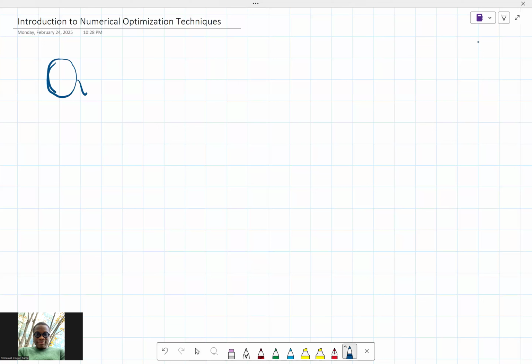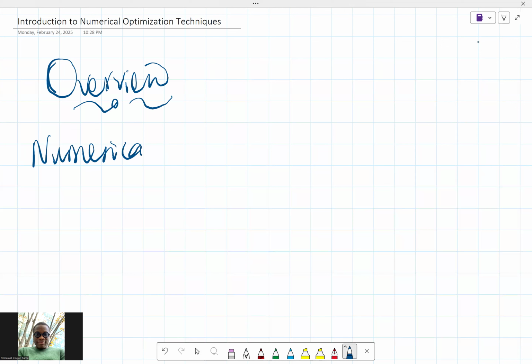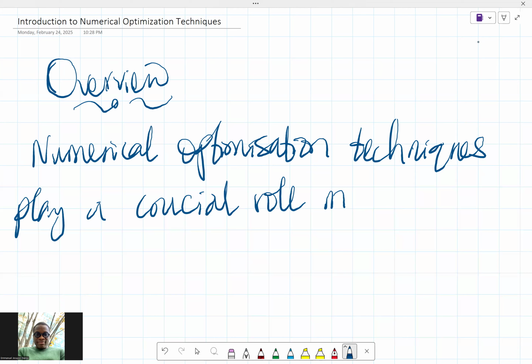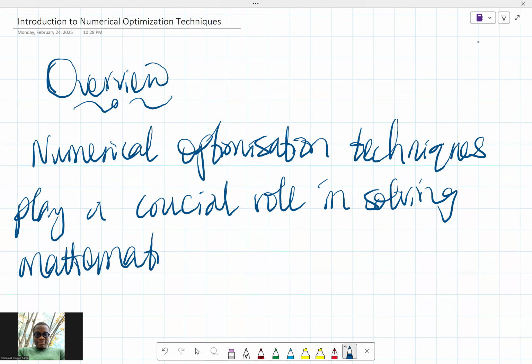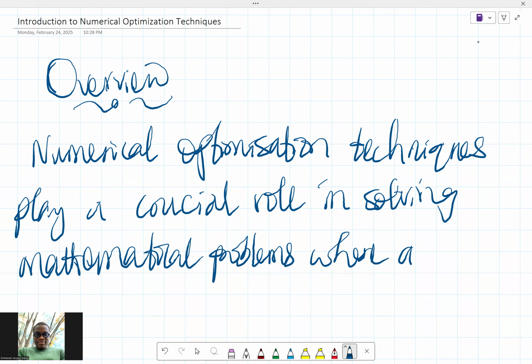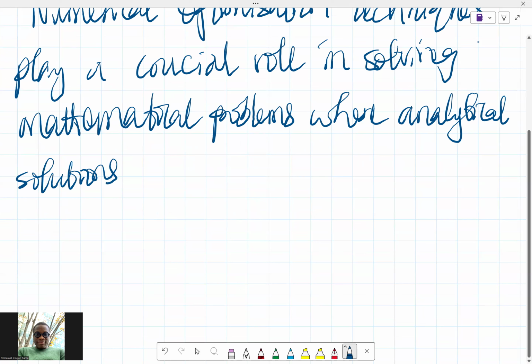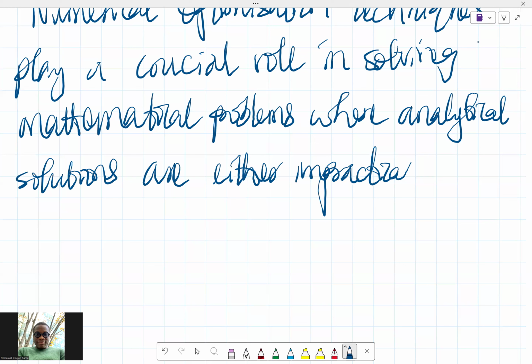We go first of all for an overview. So numerical optimization techniques play a crucial role in solving mathematical problems where analytical solutions are either impractical or impossible.